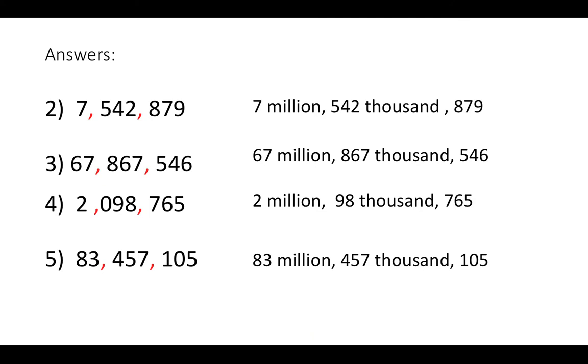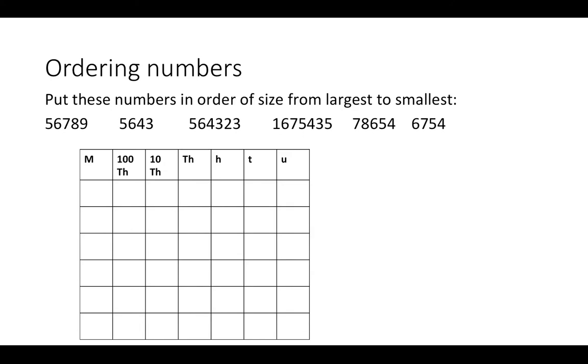Here are the answers. Now we're going to try ordering numbers. So in order to put these numbers in order of size from largest to smallest, I'm going to look at them in terms of millions, hundred thousands, 10,000s, thousands, hundreds, tens and units.